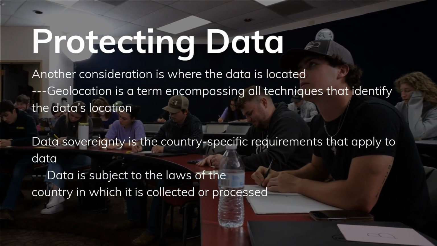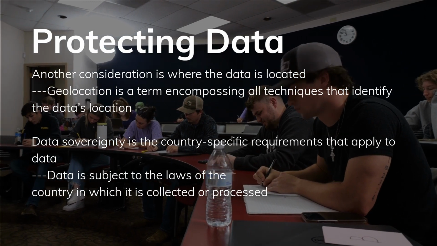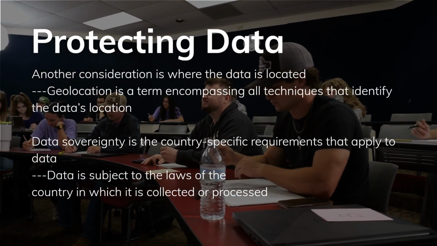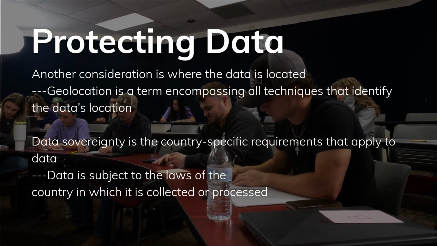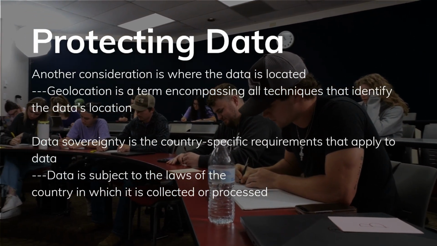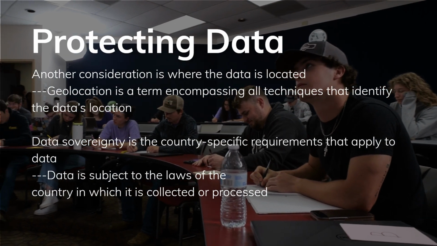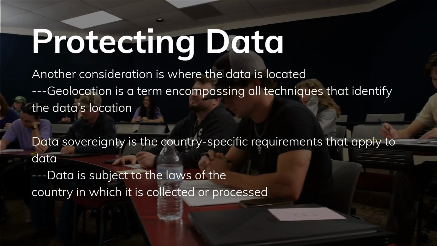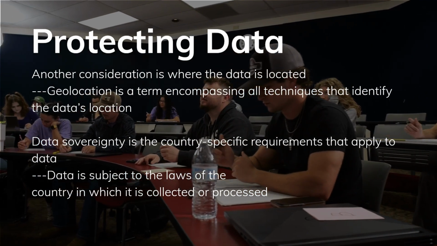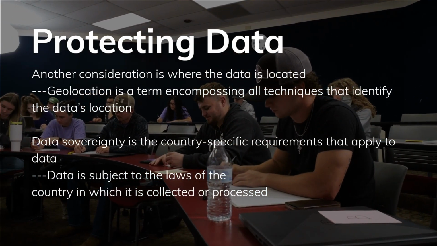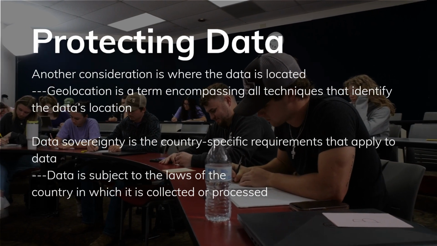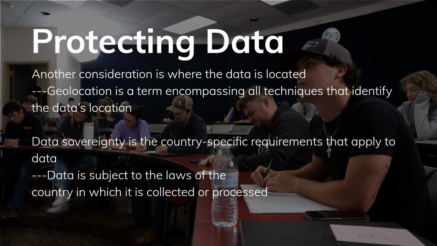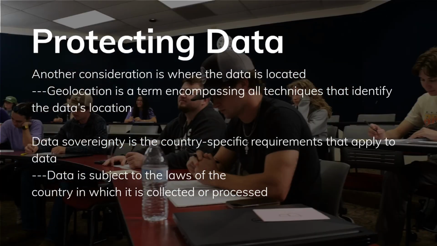When developing data controls, it is essential to consider the state of the data, whether it is in processing, in transit, or at rest, and to apply appropriate security measures for each state. Additionally, understanding the data's location through geolocation techniques and complying with data sovereignty laws is crucial for legal compliance and ensuring robust data protection. By addressing these considerations, organizations can create effective data controls that safeguard information across its entire lifecycle.